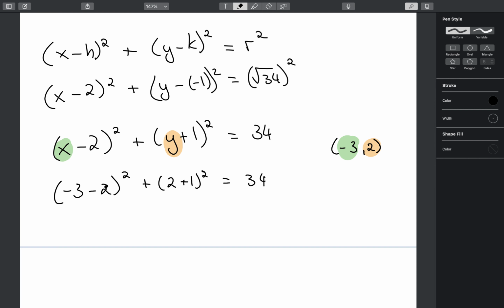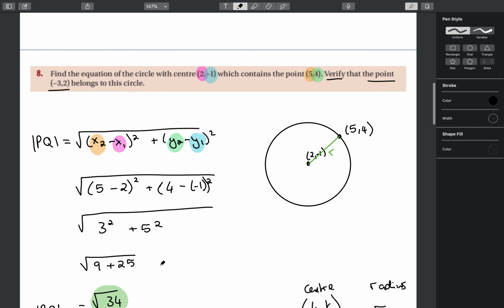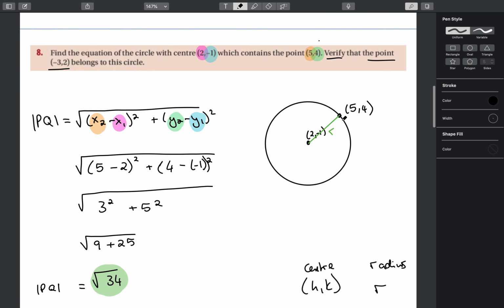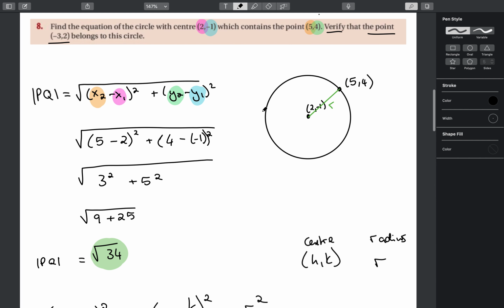So minus 3 minus 2 is going to be minus 5. Minus 5 squared plus 2 plus 1 is going to be 3 squared is equal to 34. Then I have 25 plus 9 is equal to 34. Well, is 25 plus 9 equals 34? There we go. 34 is equal to 34, which is a true statement, which means that that point does in fact sit on that circle somewhere. It is one of those points on that circle. So again, anytime you're asked to verify that a point is on a line, always sub it in, and if it satisfies the equation that you're dealing with, then you know it's on the line.